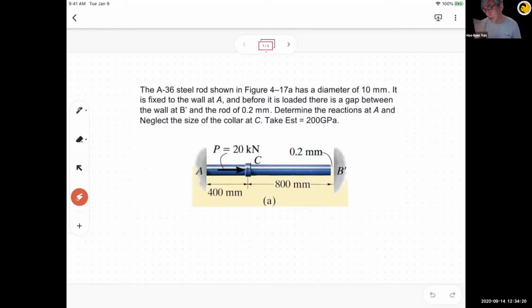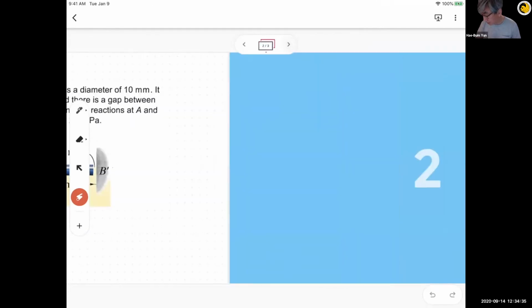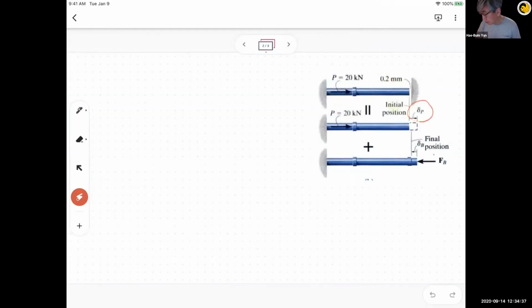The only difference from the previous example in my lecture note is that previously it was fixed, but now we have a 0.2 millimeter gap. If you add delta P plus delta B, we're going to have 0.2 millimeter. And this is a fun example.